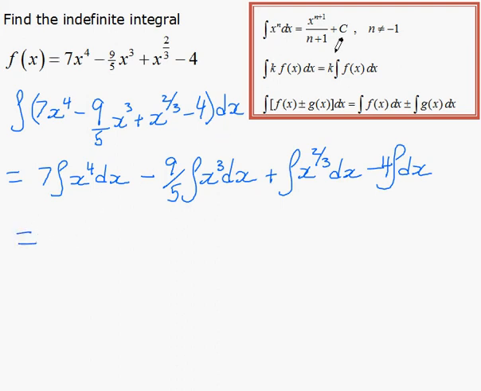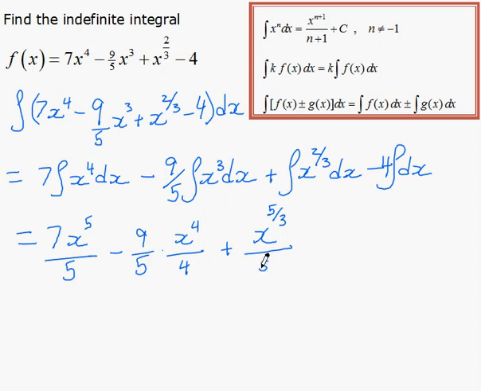Integrating now, using rule 1 for each of the integrals, we end up with 7x to the 5 over 5, minus 9 over 5 stays, x to the 4 over 4, plus x to the 2 over 3 plus 1, which is 5 over 3, over 5 over 3, minus 4x plus a constant.